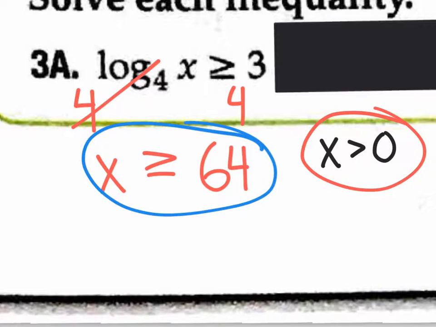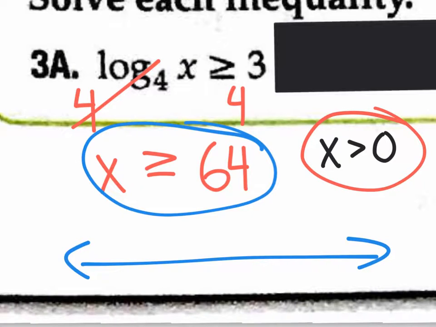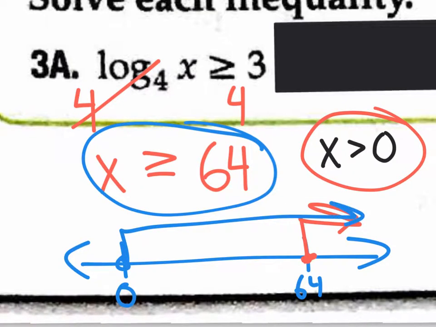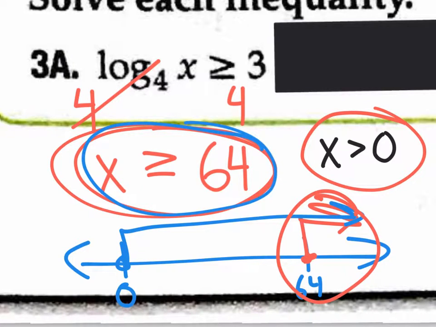Now, the best way to go about this is to do a number line and see if there's an overlap. So 64 is over here, 0 is over here, x is greater than or equal to 64, that is to the right. And x is greater than 0, that's also to the right. Where's the overlap piece? It's right here, which means that x is greater than or equal to 64, so this is the only answer that you have. It's not a compound inequality. But sometimes it might be a compound inequality. So it's always a great idea to do this number line.